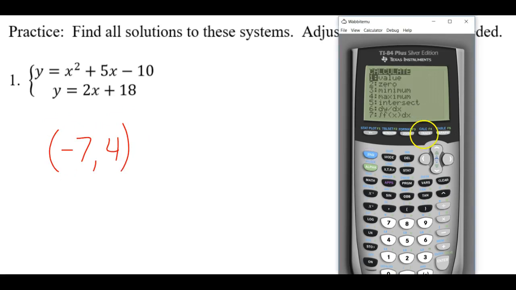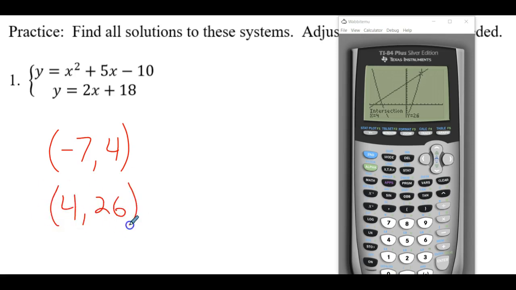So second trace, intersect, and move your cursor all the way over to the other side. Sometimes it goes kind of slow. Get it close. Hit enter, enter, enter. You'll find out that once it gets close, you can just hit enter, enter, enter. And the other answer would be 4, 26.